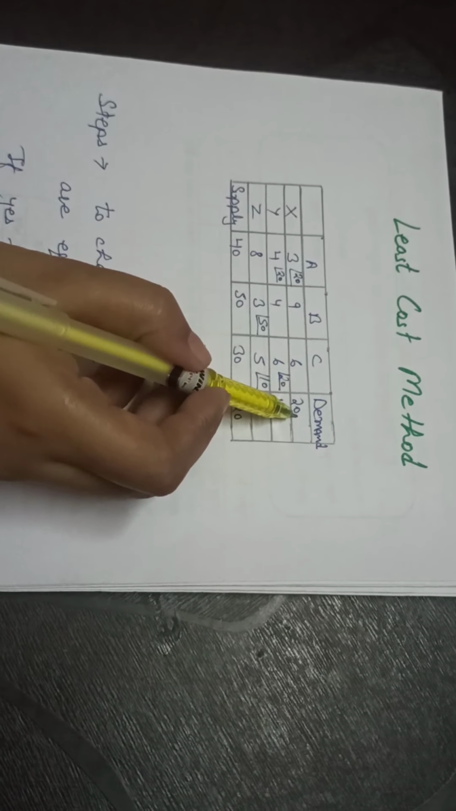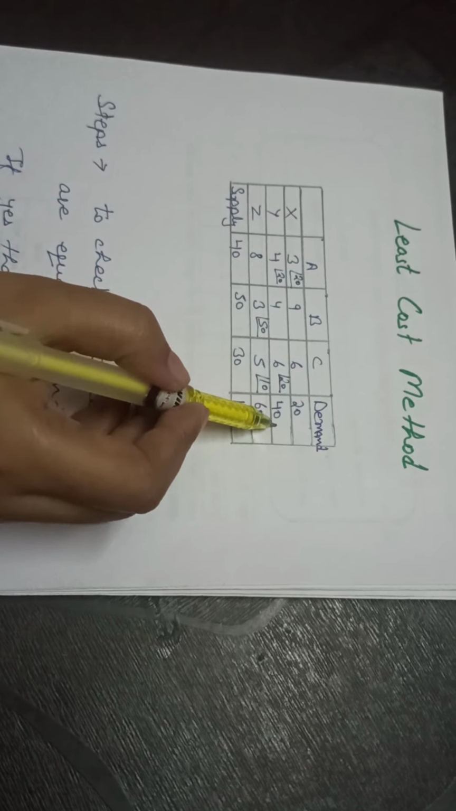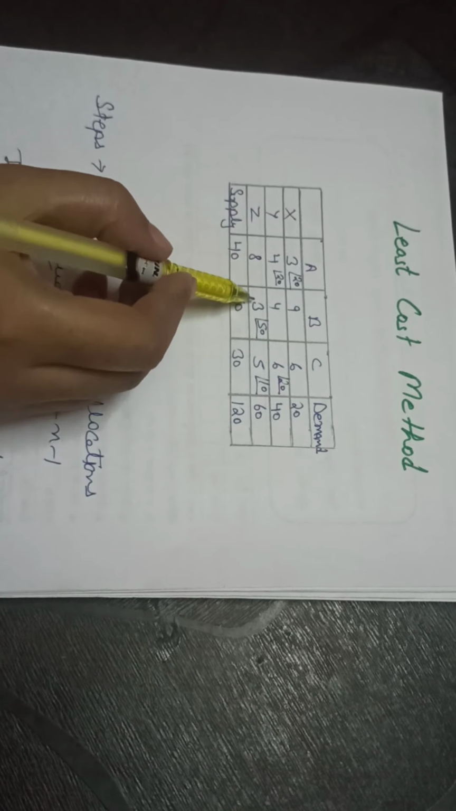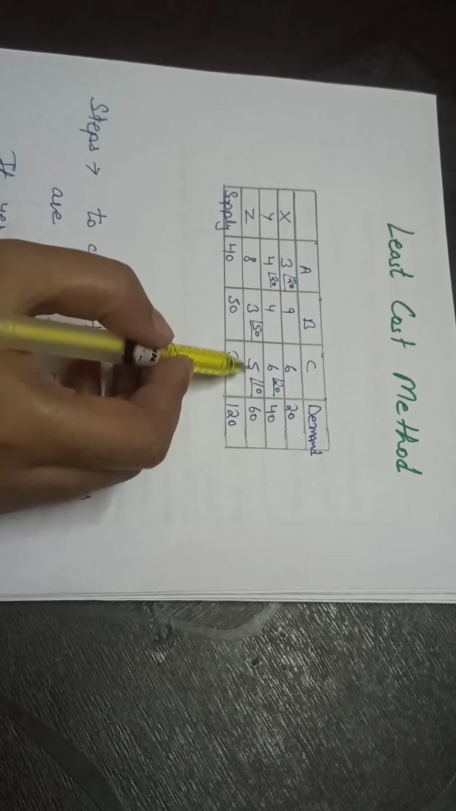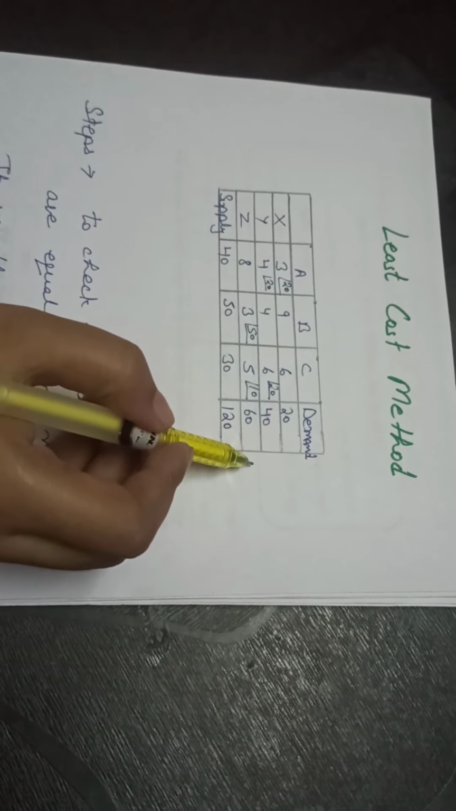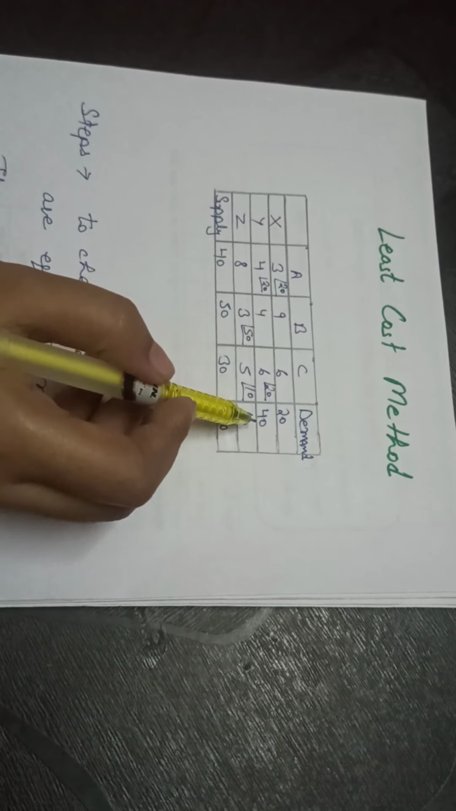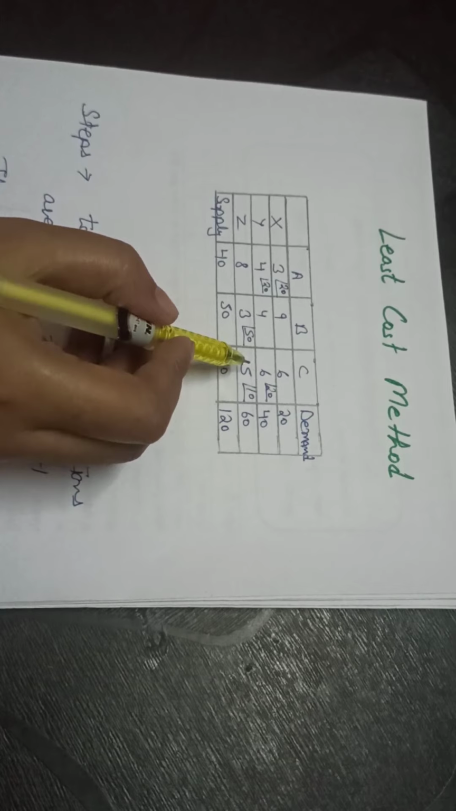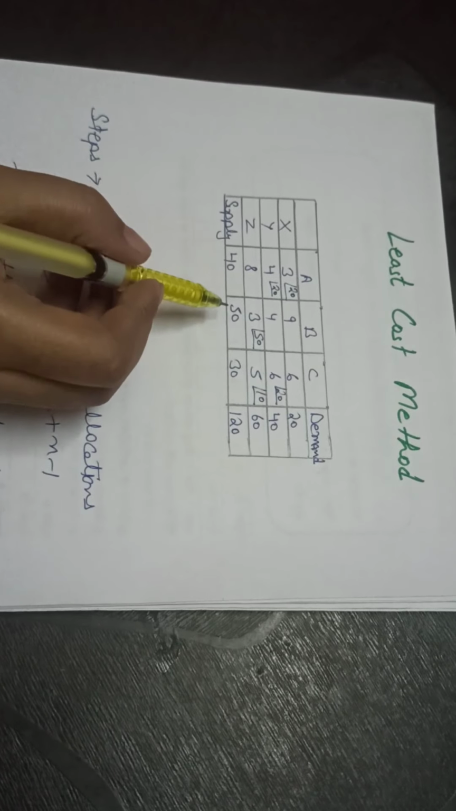First row has been fully satisfied, 20. 20 plus 20 is equal to 40, so second row has been fully satisfied. Third row has 50 plus 10 is equal to 60, so we can say our third row has been fully satisfied. So this is our least cost method, in which first of all allocations are made to the cell which have least cost.